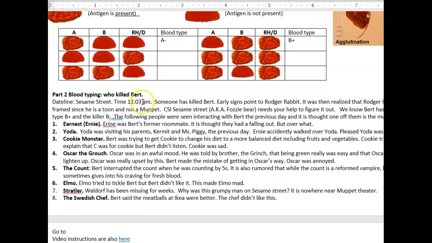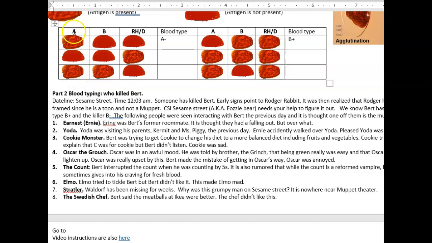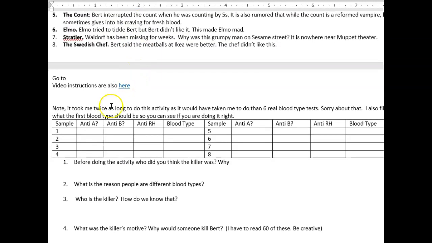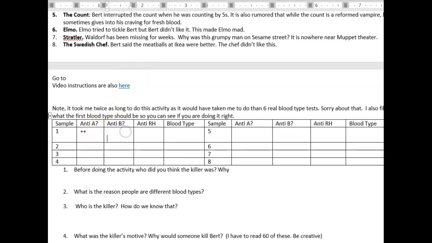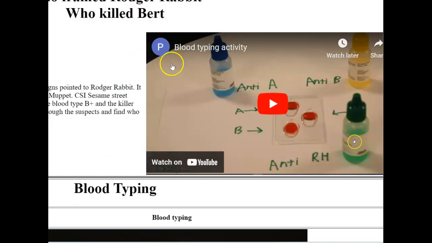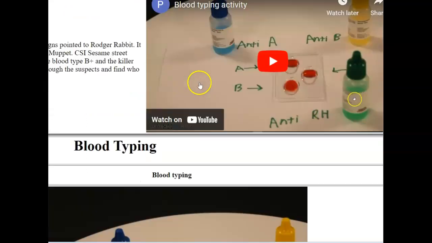So we're going to pretend it's this one. So A agglutinated, B agglutinated, Rh didn't. So I would do plus, plus, and negative. So this would be AB negative for patient number 1 or suspect number 1. Here's the website. Again, I made this way too small for that picture. So this is going to be how all of them look. This is a little video on how to run it.